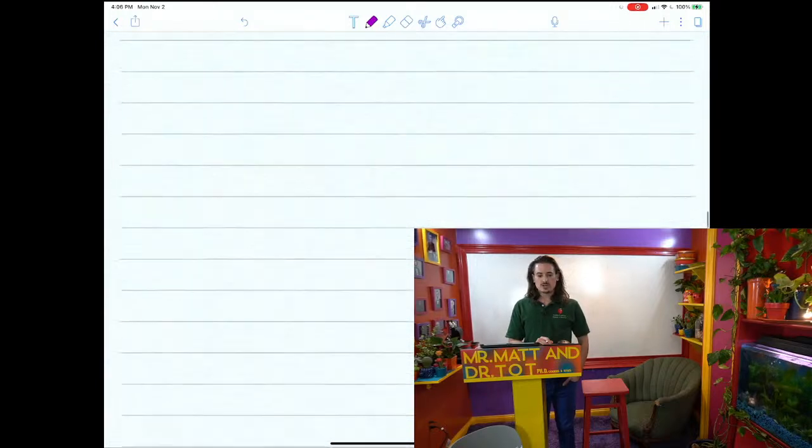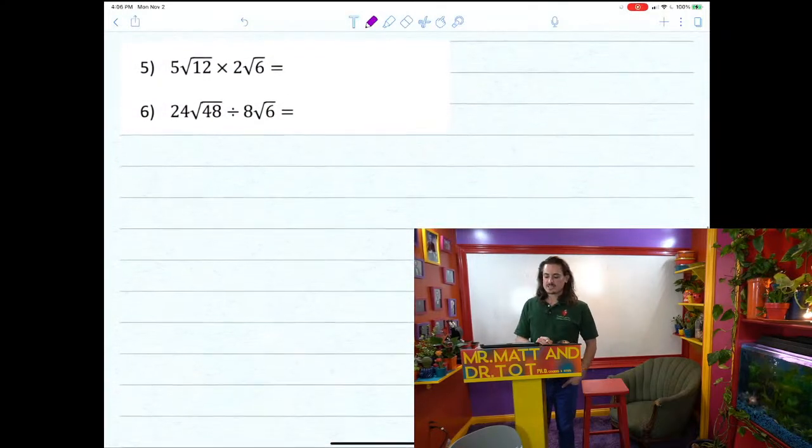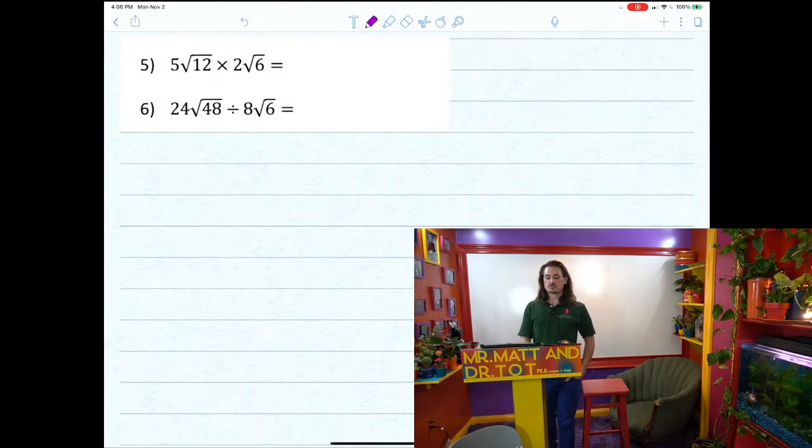So, question number 5 says 5 times the square root of 12 times 2 times the square root of 6 is equal to what? And you're going to have to simplify there into a final form. So you're going to have to factorize your answer, the radicand of your answer, that is. Number 6 is 24 times the square root of 48 divided by 8 times the square root of 6.